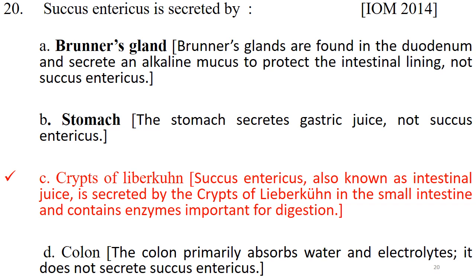Option A, Brunner's gland, is incorrect because Brunner's glands are found in the duodenum and secrete an alkaline mucus to protect the intestinal lining. So succus entericus is not produced by Brunner's gland. And option B, stomach, is incorrect because the stomach secretes gastric juice but not succus entericus. And option D, colon, is incorrect because the colon primarily absorbs water and electrolytes. It doesn't secrete succus entericus.